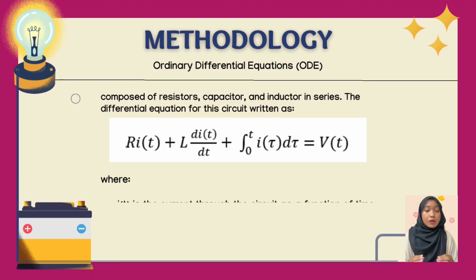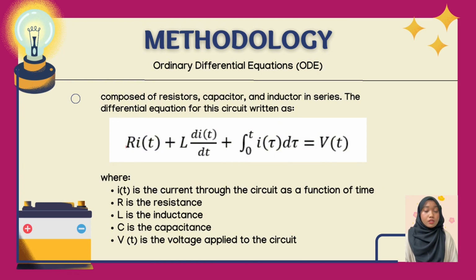As for the methodology, we choose ordinary differential equations, which is ODE, for the electrical circuits composed of resistor, capacitor and inductor in series. So the differential equation of the circuit is written as these equations. Where I(t) is the current through the circuit as a function of time, R is the resistance, L is the inductance, C is the capacitance, and V(t) is the voltage applied to the circuit.